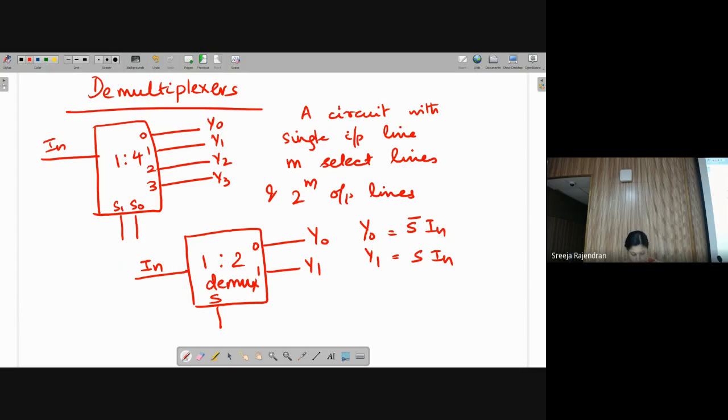So if I am to draw the circuit for this, how would it look? There are two inputs. One is a select line S and the other one is my input IN. So Y0 is going to be S bar, that is Y0. Then Y1. Okay, that is the circuit.